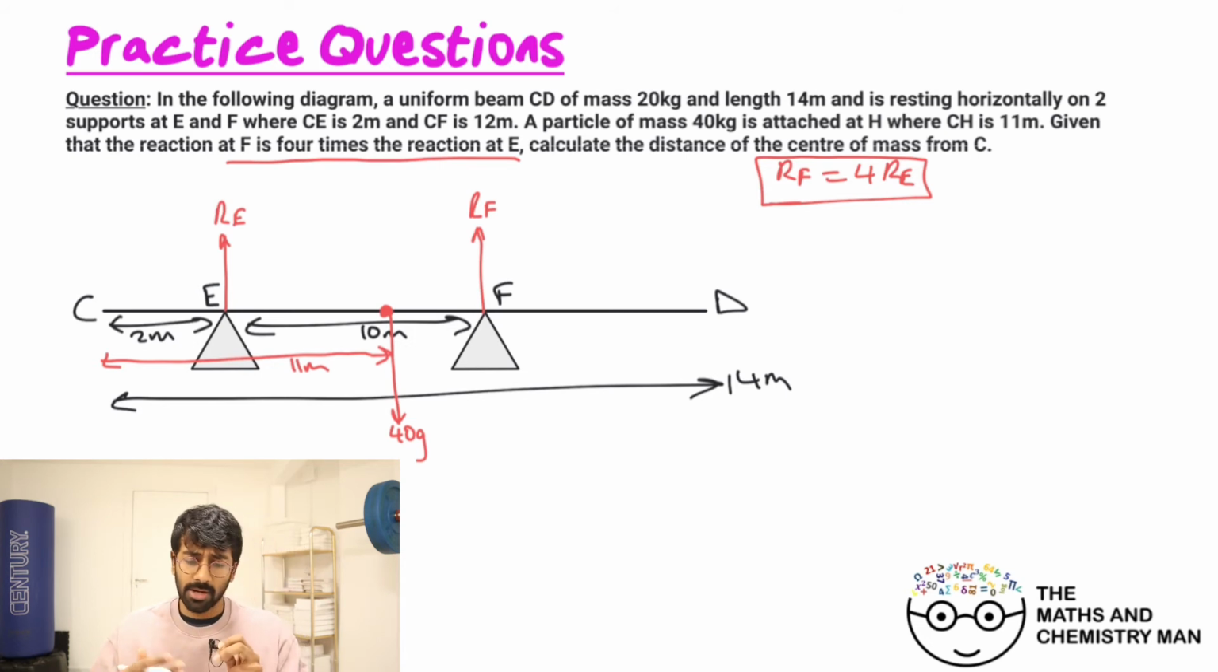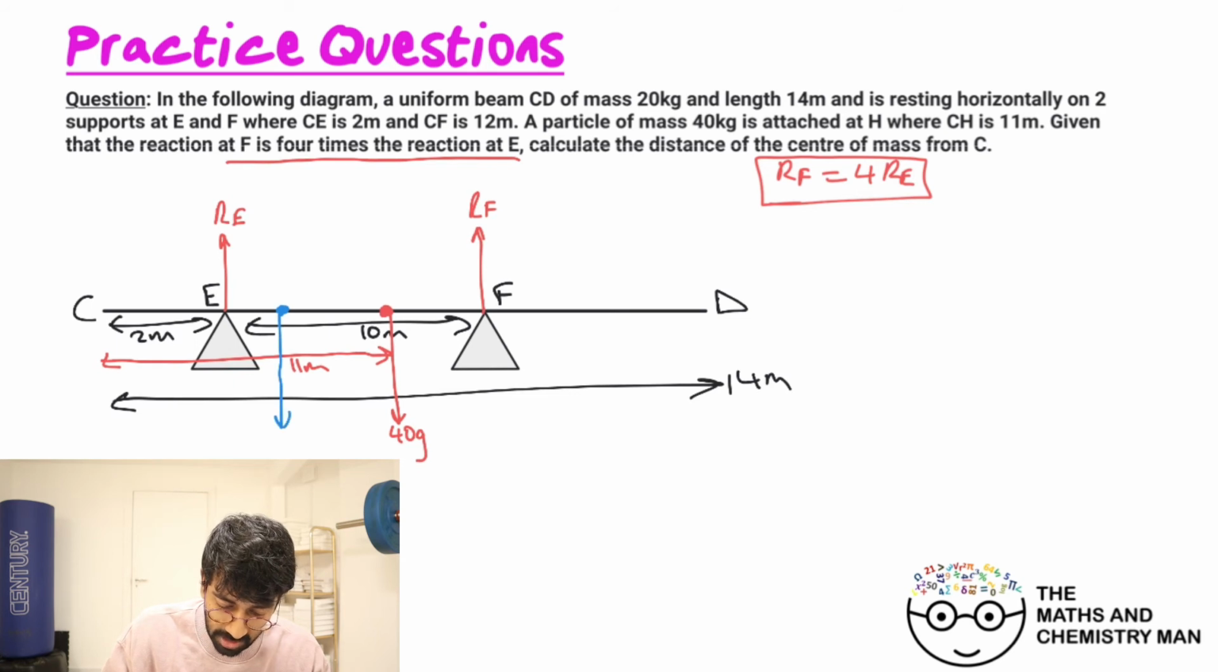Now at the moment, I don't know where the center of mass is. You don't know where the center of mass is. So what we'll do is we'll just put it in somewhere. I'm just going to put it over here. And that there, if you remember, is 20G. And because this distance is unknown, I'm just going to mark that as X.